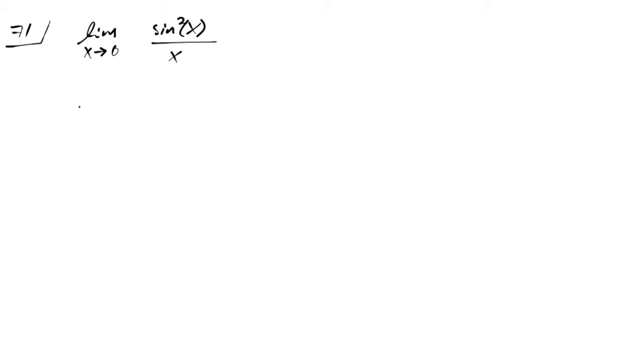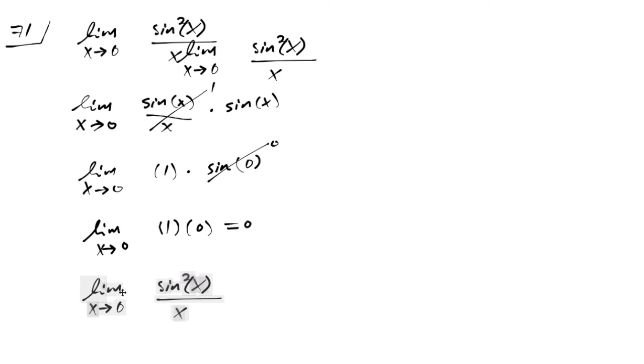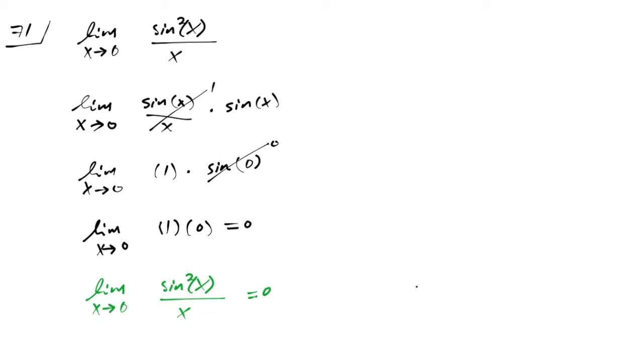Finally, we have sine squared x over x as x approaches 0. We can factor out a sine x, which would leave us with sine x over x, which is equal to 1. Then we can plug in the 0 into sine x, and using our calculator, we can determine that sine of 0 is 0, 1 times 0 is 0, so the limit of sine squared x over x is 0.